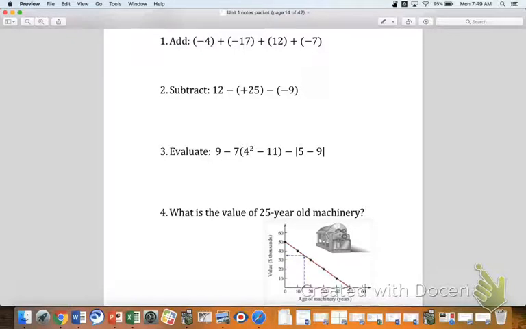Negative 4 plus negative 17 is? Negative 21, I agree. And then I've got negative 21 plus 12 plus negative 7. So what's negative 21 plus 12? Negative 9. Just shout it out.